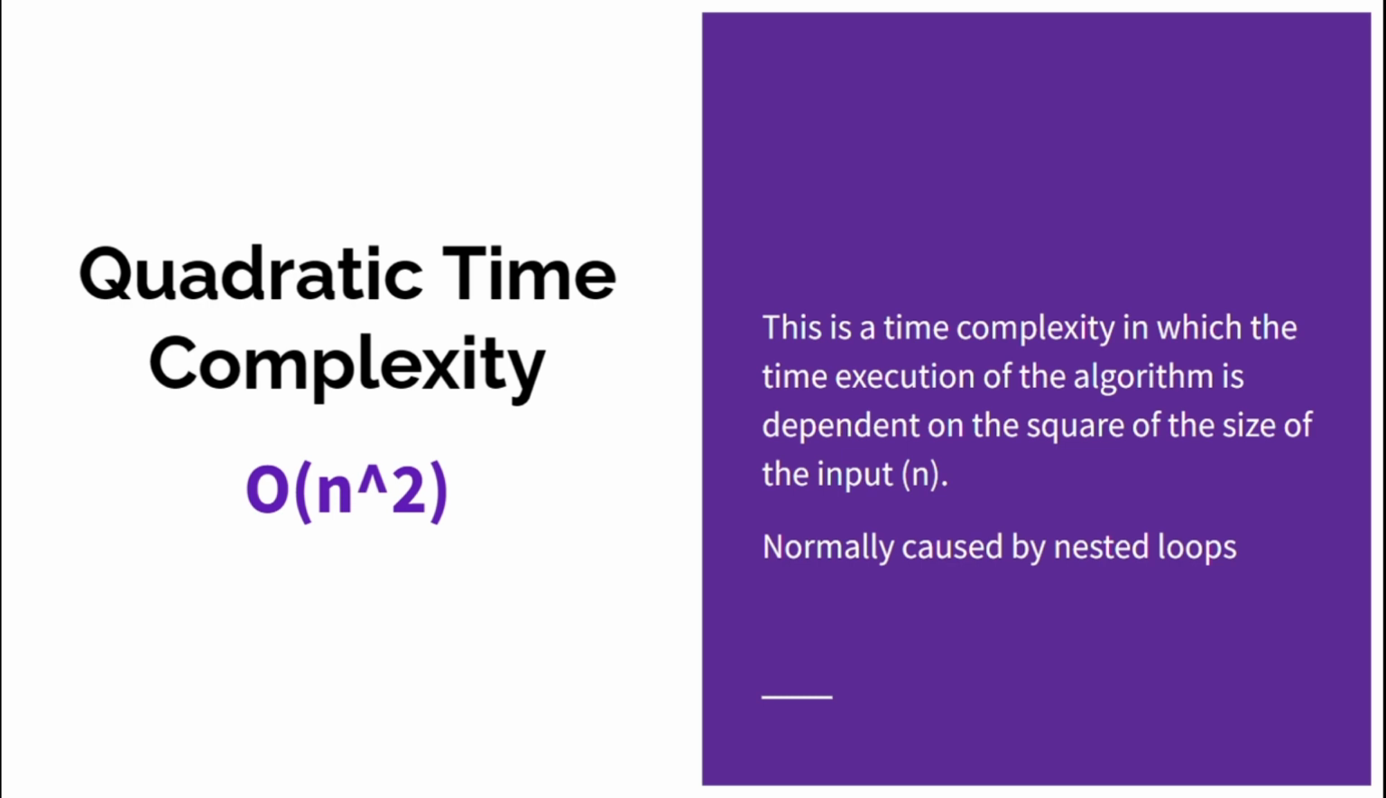So you can easily see this in nested loops. Assuming you're iterating through a matrix, these two-dimensional arrays, you will easily encounter this quadratic time complexity, because you're going to iterate through the first dimension of the array, then you're still going to iterate through the second dimension of it. That's squaring it up. So that's why the time execution of the algorithm is dependent on the square of the size of the input, which is n.